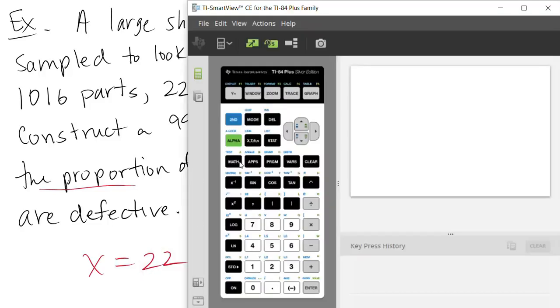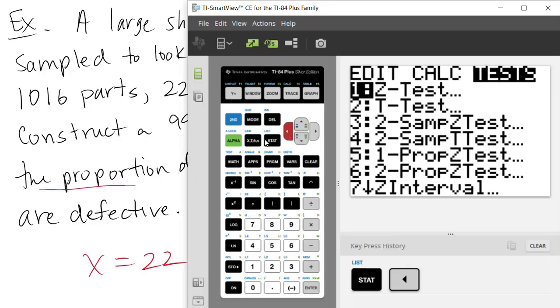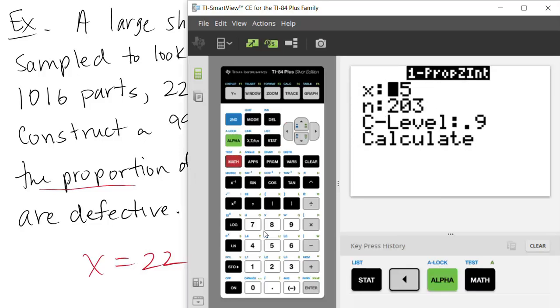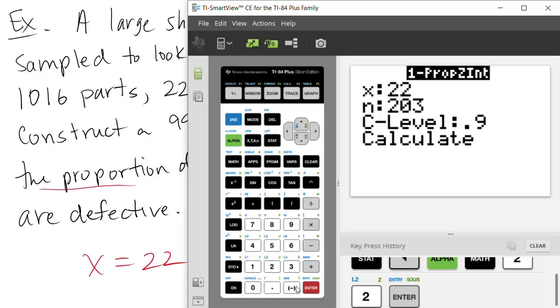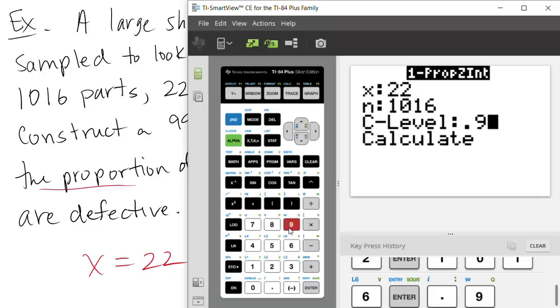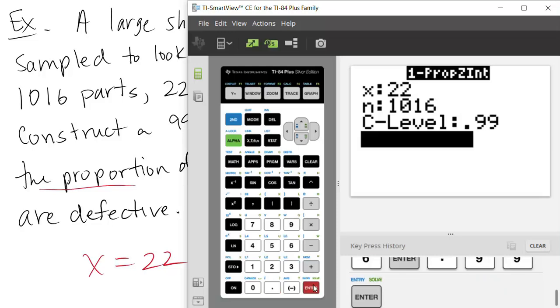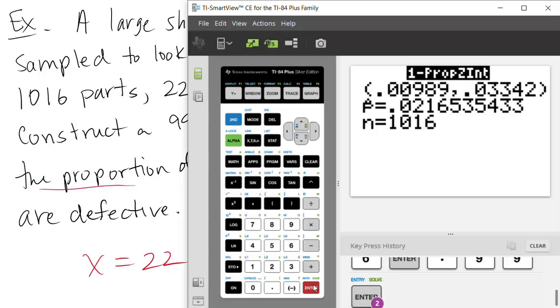We can use 1PropZInt. Stat, scroll to test, choice A. 22 defective parts out of 1,016 parts in the sample. We want 99% confidence, so 0.99. Calculate. And you can see we've got a pretty small interval here. The lower bound is around 1%, the upper bound is around 3.3%. So we've got a margin of error down to just over 1 percentage point.